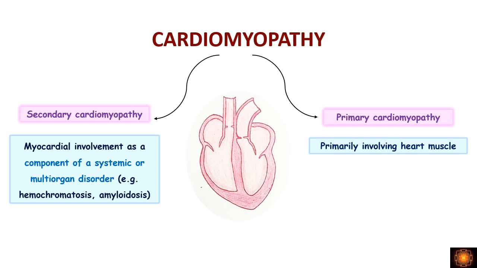Broadly, it has been classified as primary cardiomyopathy and secondary cardiomyopathy. Primary cardiomyopathy means, as the name suggests, it primarily involves only the heart muscle. Secondary cardiomyopathy is a condition where we have a systemic disease which involves multiple organs, and one of the organs involved is the heart. If it is secondary to certain systemic disorders, we call it secondary cardiomyopathy. Now, this is depending upon the etiology.